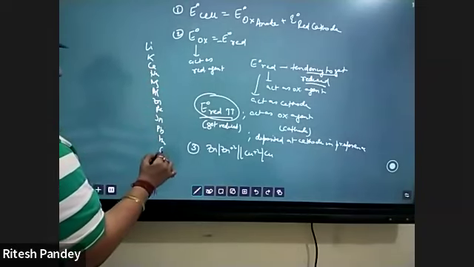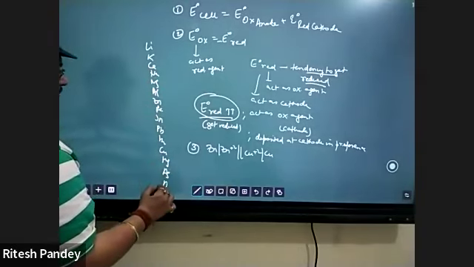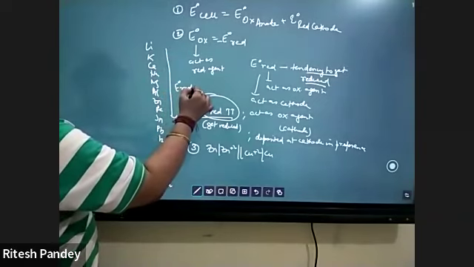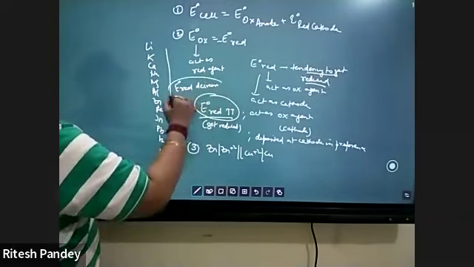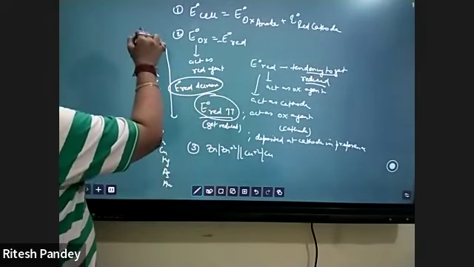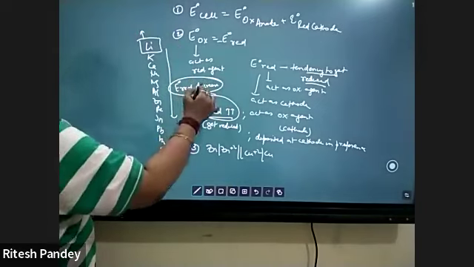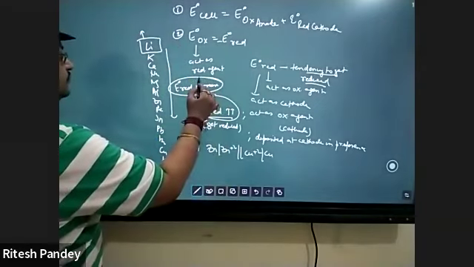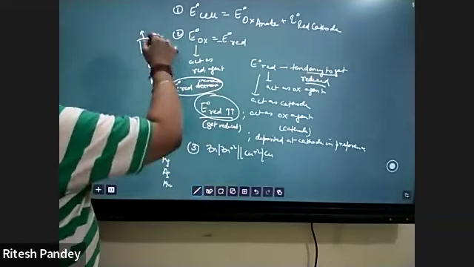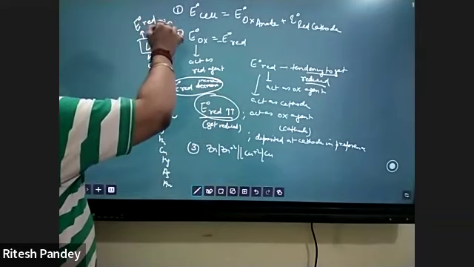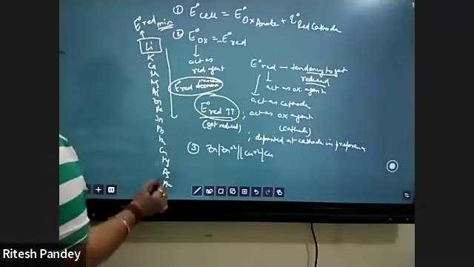I've told you all of this. The moment you come down, the reduction potential will decrease. The one at the top will be the strongest oxidizing agent. This will be the strongest reducing agent, and its reduction potential will be minimum. In other words, oxidation potential will be maximum.